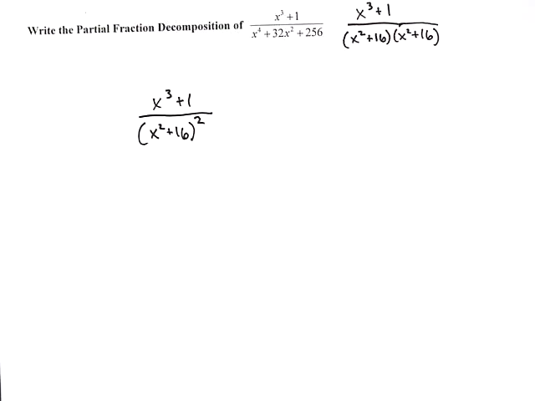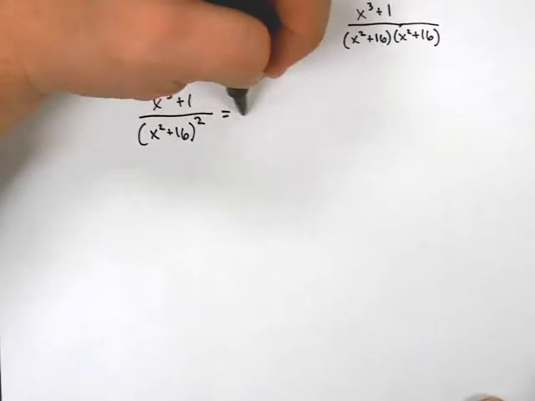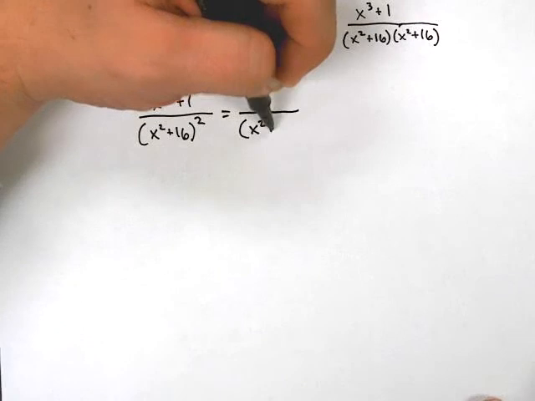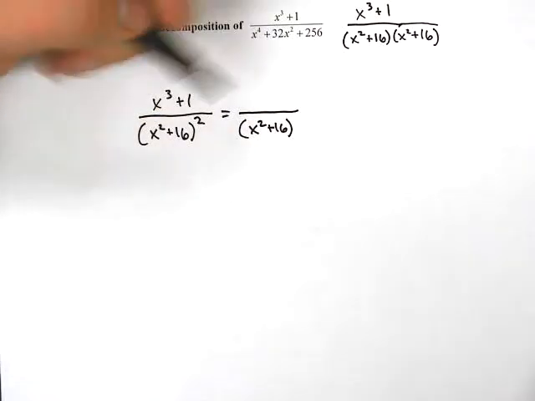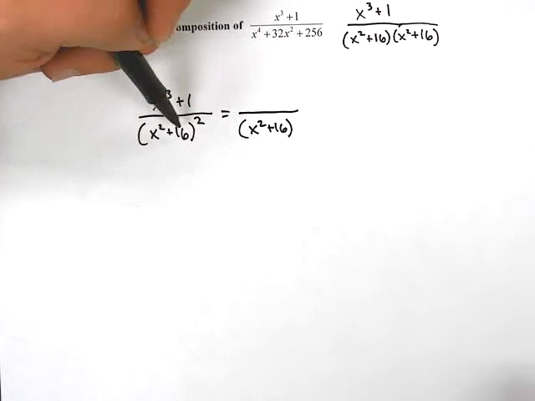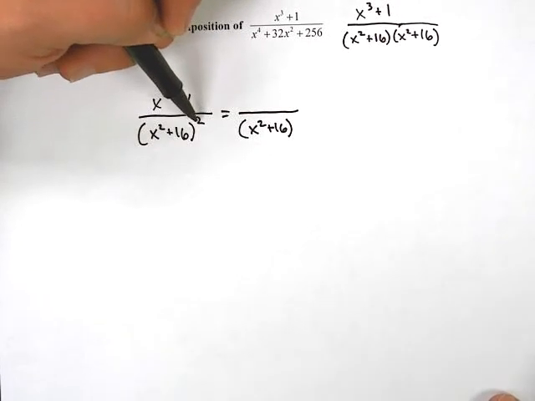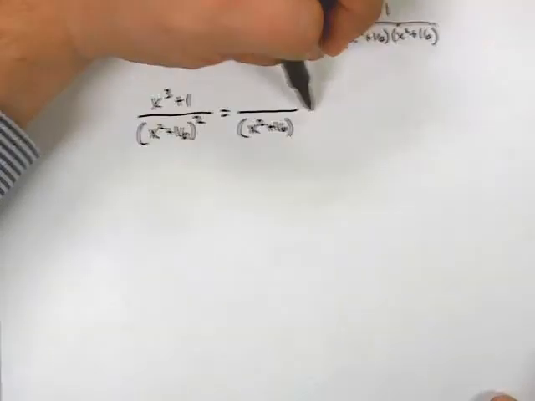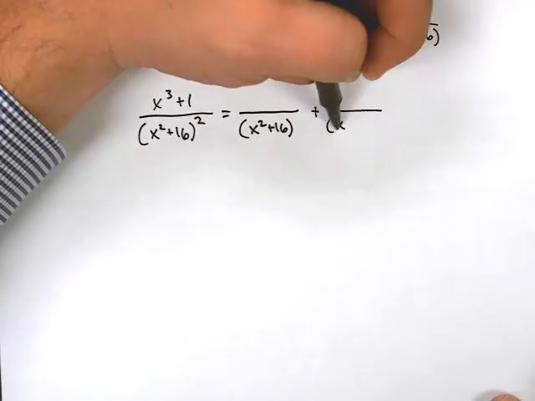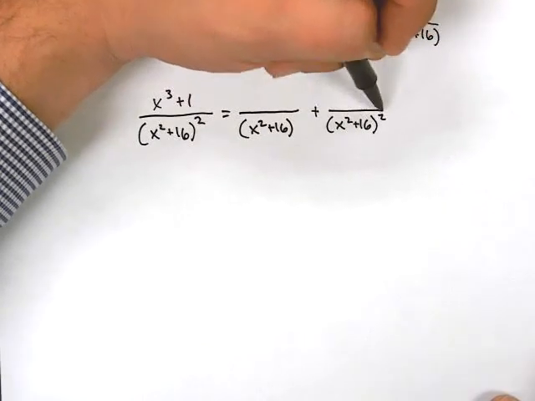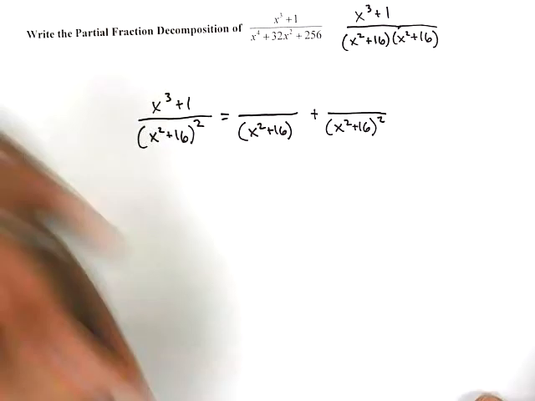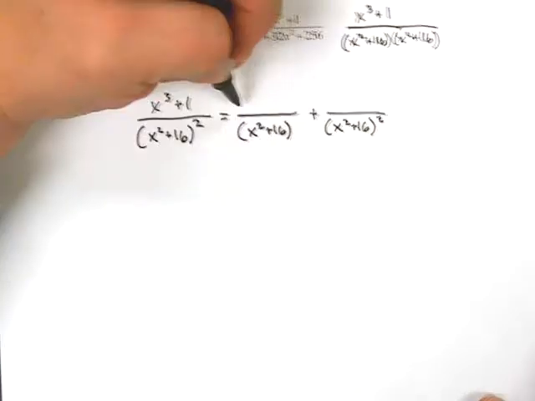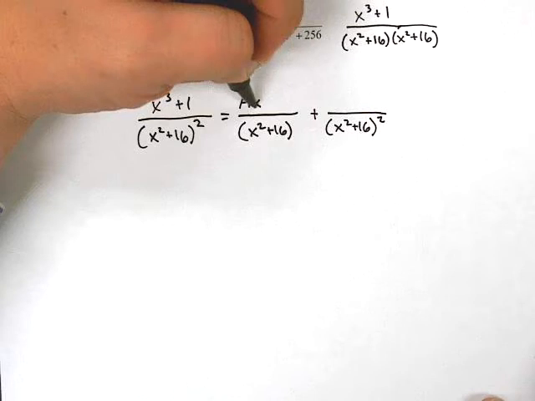All right, so now we know that we are once again in a repeated irreducible quadratic situation. So we know that we're going to have to write x squared plus 16, right? Because we want to go all of the degrees less than the degree we see. So this is to the first, and then of course we need x squared plus 16 squared. Once again, these are quadratics, so we need linear numerators.